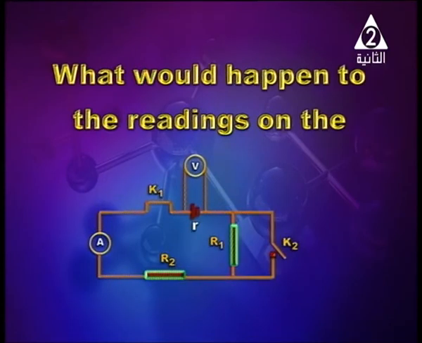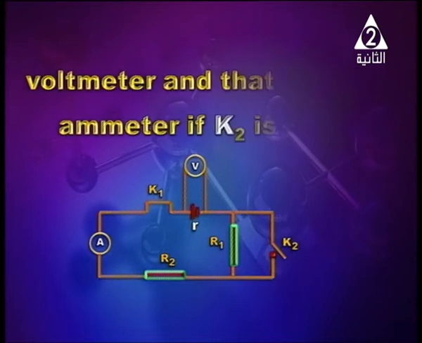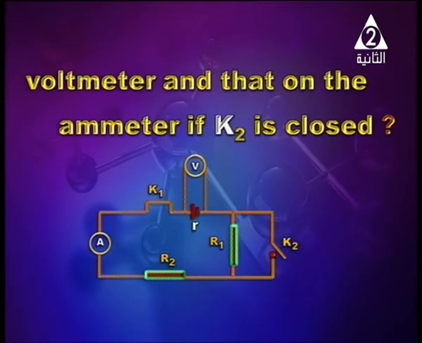Another interesting question: what would happen to the readings on the voltmeter and ammeter when switch K2 is closed? As a matter of fact, this will disconnect R1. Disconnecting a resistance means we are decreasing the resistance. So the current increases. The reading of the ammeter will be increased.